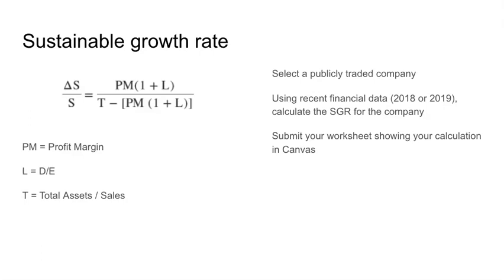A good resource to complete this particular assignment is finance.yahoo.com, but there's no shortage of other places you can go. MarketWatch, CNBC, any of the major financial websites give you immediate access to major publicly traded stock information on which you can access the financials. Just use data from a reasonably recent year, such as 2018 or 2019, and then use the information that's available to calculate the sustainable growth rate for the company. And then you'll be submitting that as part of that overall assignment.